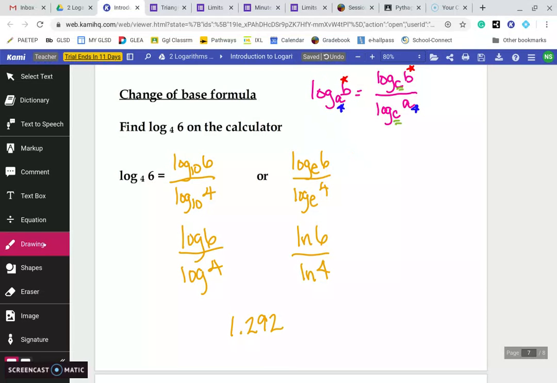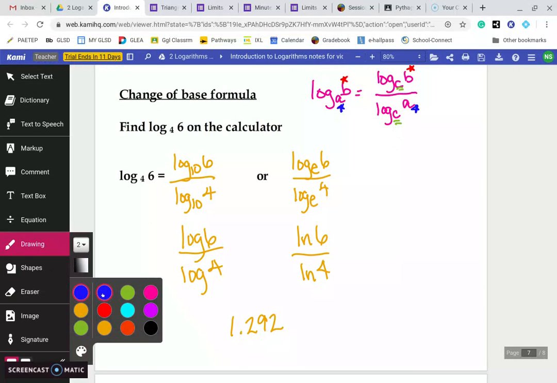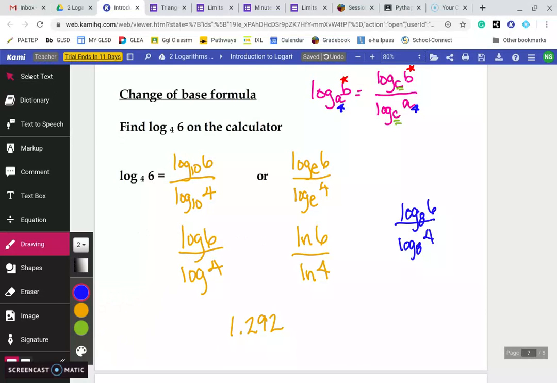And again, your argument becomes the argument of your numerator. The base becomes the argument of your denominator. And then your new base is whatever you want it to be. We could have changed it to, let's see, if we wanted, we could have made it log base 8 of 6 over log base 8 of 4. If I wanted to do that, I could have. It's just not going to help us. We need to plug this into the calculator. So this is possible, but not necessary. So the log base 10 and the log base e, that's what I want to do.